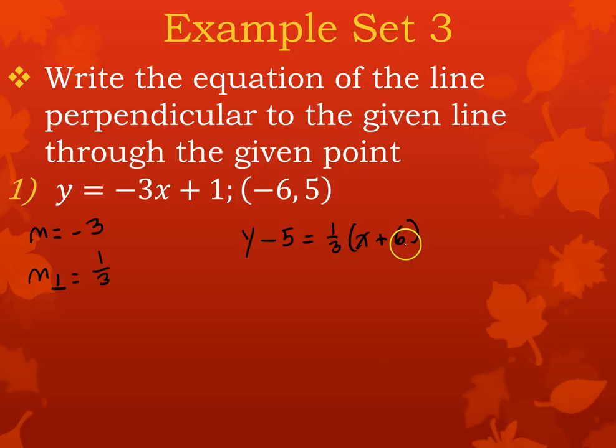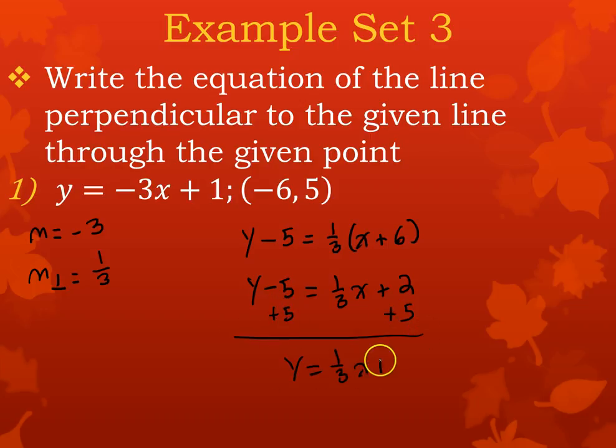This is a fraction, but it goes into 6 nicely, so I can distribute. Y minus 5 equals 1/3 of x plus 2. Now I just have to add 5 to both sides. Y equals 1/3 x plus 7. There's the equation of my line that is perpendicular to the given line through the given point. So this is the exact same concept we just did with parallel. The only difference is we do a negative reciprocal for my slope.